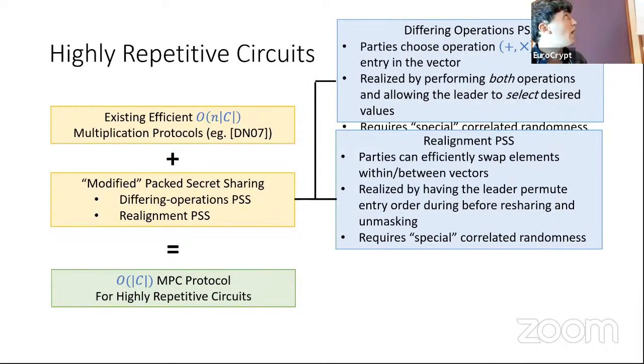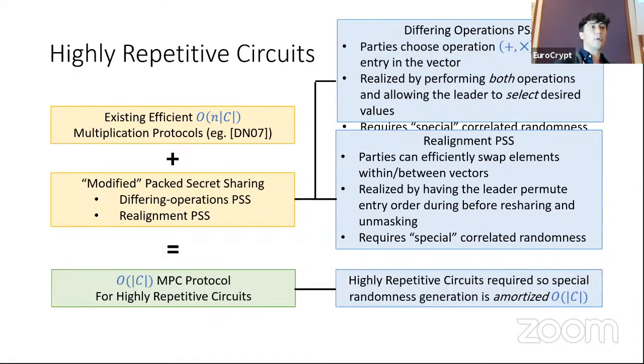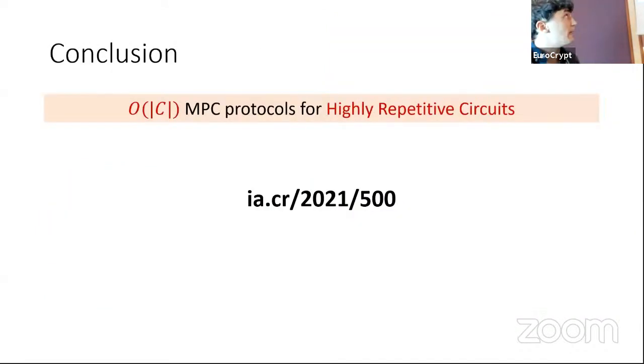So putting these two things together, this multiplication subprotocol along with a packed secret sharing scheme, you end up with an order C MPC protocol for highly repetitive circuits. And in particular, the reason it only works for highly repetitive circuits is that in order to do this special correlated randomness generation, you also do it in order C time, order C complexity. And in order to do that, you need a sufficient amount of repeated structure in order to amortize over that structure. And so just to state the result again, we achieve order C MPC for highly repetitive circuits.